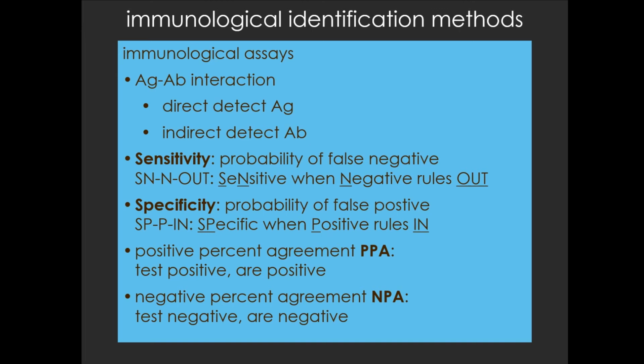Two other related statistical terms are positive percent agreement, which says if the test is positive, the person is positive for that infectious agent, and negative percent agreement, which says if the test is negative, they are negative for it. There are some differences in the way sensitivity and negative percent agreement and specificity and positive percent agreement are determined, but this isn't a statistics class, so we're not going to get into that. What we're going to do instead is look at a couple of different ways that immunological tests have become more sensitive and more specific over time.